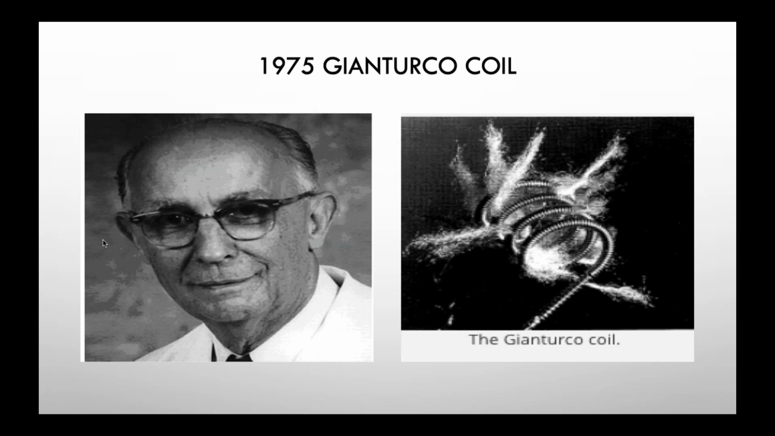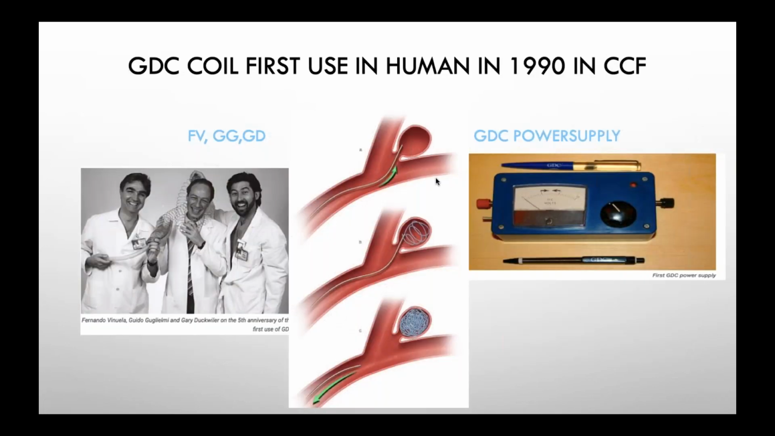So this is Cesar Gianturco. He was also one of the interventional radiology physicians who was, again, a great inventor and innovator, who developed this coil that you could put into the human body. Before that, we were taking autologous blood clot and using it to embolize, but he developed a mechanical device to block circulation to bleeding vessels.